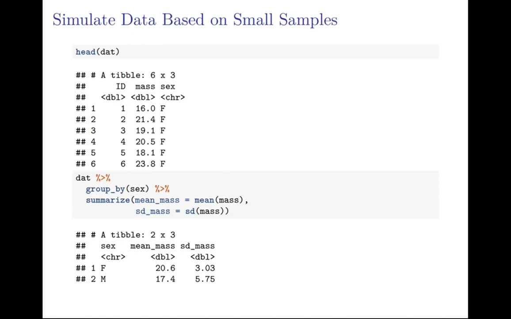And so some ways you might want to simulate data is based on small samples. Say you have a data frame here where you have your identification of your organisms 1 through 20, and they all have a mass and a sex, male or female. If you group them by sex and summarize the mean and standard deviation of your mass, you can see here that the females have a mean of 20 and a standard deviation of 3, and the males have a mean of 17 and a wider standard deviation of 5.75. And that's how we summarize the data.